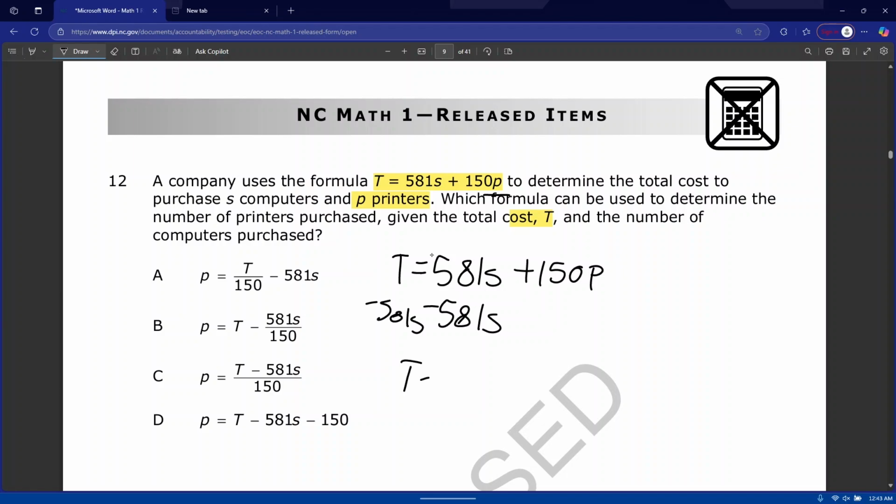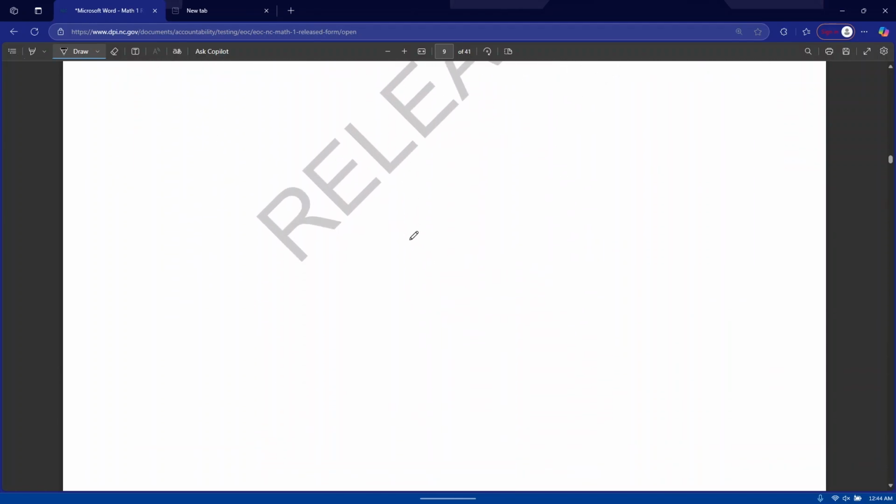So you get T minus 581S equals 150P. And now you can isolate P by dividing both sides by 150. Sorry. And this becomes your equation. And as we go to the answer choices, there's only one right answer choice, and that is C. Moving on.